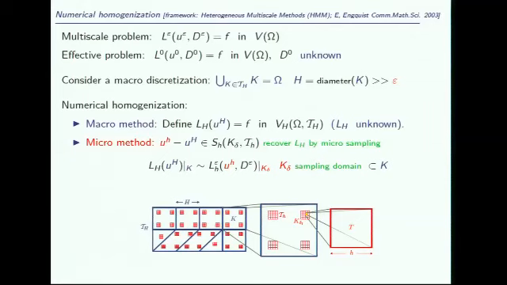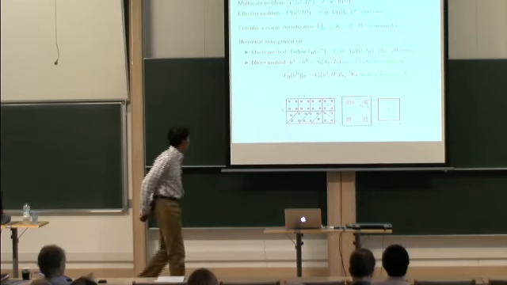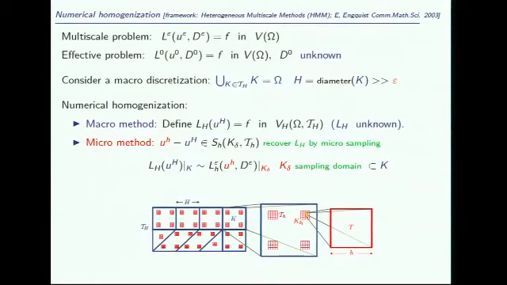So what we would like to define is a finite element method at the macroscopic scale, okay? The finite element method could be a discontinuous Galerkin finite element method, a mixed finite element method, whatever. Here you import all what you know about finite elements. Okay, the problem is that the operator LH is unknown because you don't know the effective coefficient, okay?